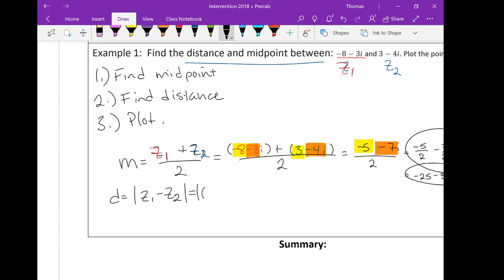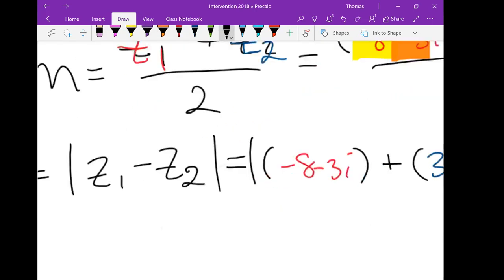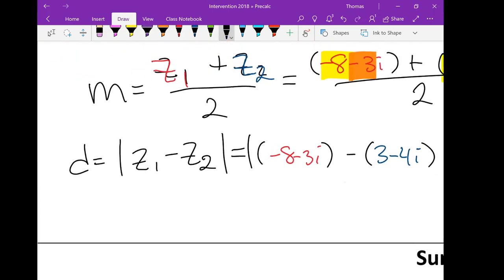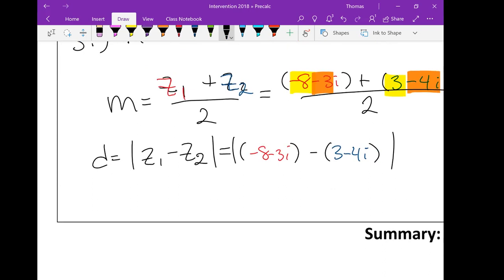I'm going to plug in my numbers. z1 in red, z2 in blue. z1 is negative 8 minus 3i. z2 is 3 minus 4i. Wrote our formula, opened up spaces again with the parentheses. Oops, look what I did. I forgot a negative. It's a negative. Got to keep it as a negative over here. This is where these parentheses end up being really important. So, fix my formula, plugged in our numbers.